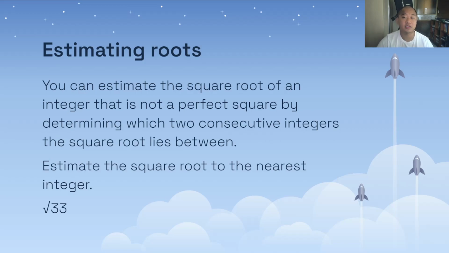Estimating roots. Sometimes you can estimate the square root of an integer that is not a perfect square by just looking at the perfect roots that are surrounding it. For example, the square root of 33, there is not an integer answer to this, right? There is an answer, but it's not an integer. And so if you wanted to estimate this, you could just look at the numbers surrounding it, right? That would be the square root of 25, which would be 5 times 5, and then 6 times 6, which would be the square root of 36. And what number is this closer to? It's closer to 6. So if you're going to estimate this, it would be about 6.